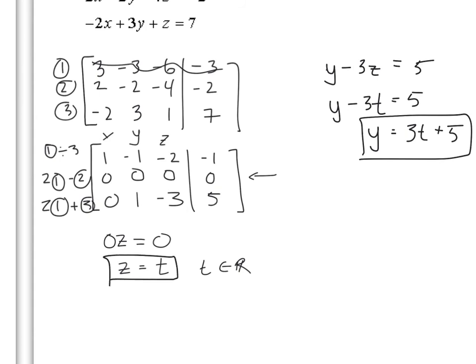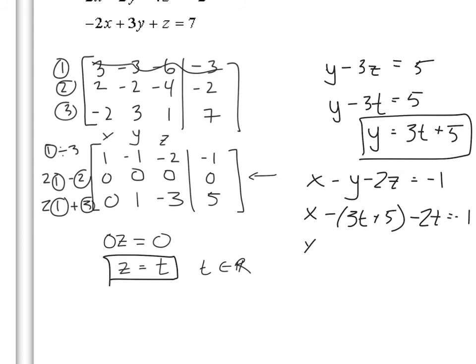How are we going to find our x part of our answer? We go to the first equation. So x minus y minus 2z equals -1. That's what our first line in our matrix tells us. And we just plug in what we know. So y is just going to be 3t plus 5, and z is just going to be t. And we can simplify this now.